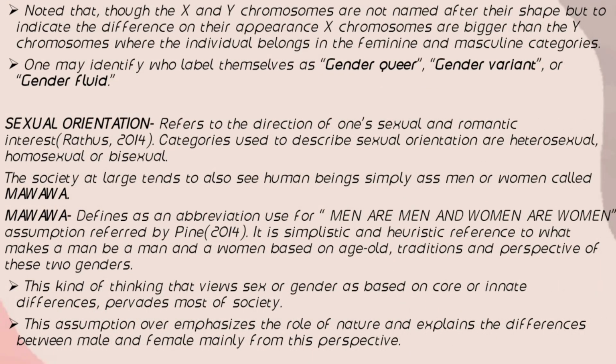Note that the X and Y chromosomes are not named after their shape, but to indicate the difference in their appearance. X chromosomes are bigger than Y chromosomes. Individuals belong in the feminine and masculine categories, but one may also identify as genderqueer, gender variant, or gender fluid. Genderqueer is non-binary, an umbrella term for identities that are not solely male or female, while gender variant is a gender that does not match masculine or feminine. On the other hand, gender fluid is a multi-gender identity.